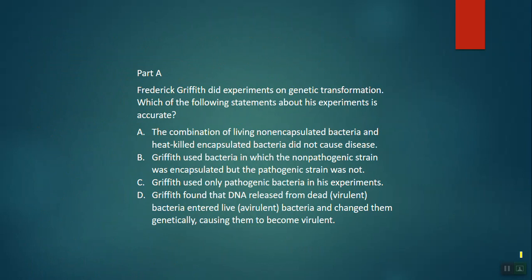So that was transformation. So Griffith's experiments on genetic transformation, which of the following statements about his experiments are accurate? And it is D, that Griffith found that DNA released from those dead virulent bacteria entered the live bacteria that were once virulent, and virulent just means the ability to cause disease, and changed them genetically, causing them to now exhibit those virulent phenotypes, and that it's able to actually kill the mouse.